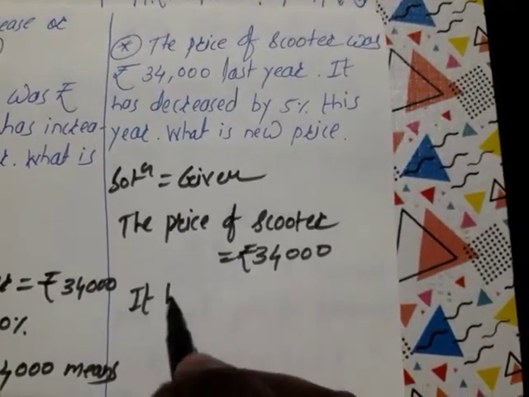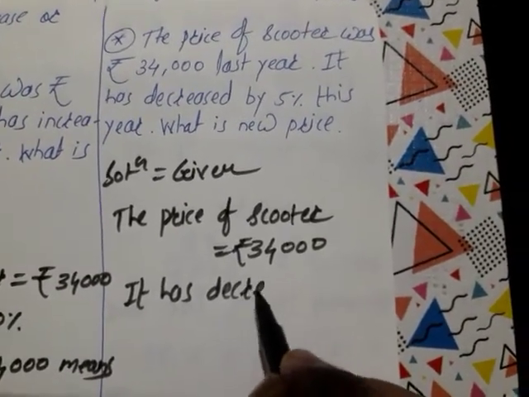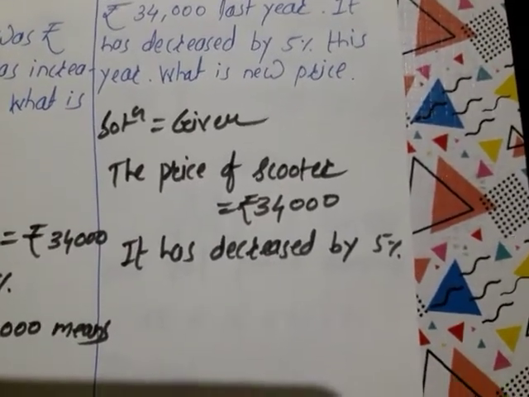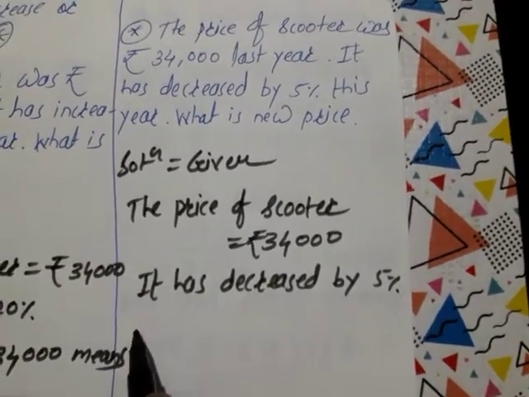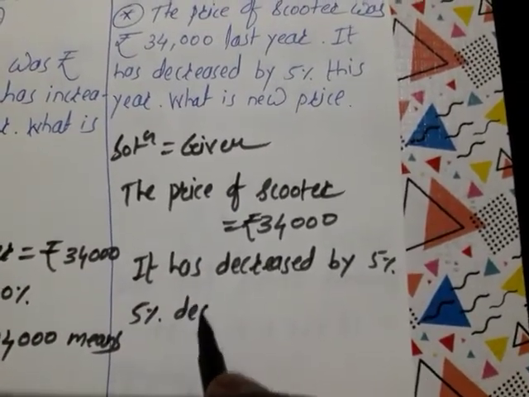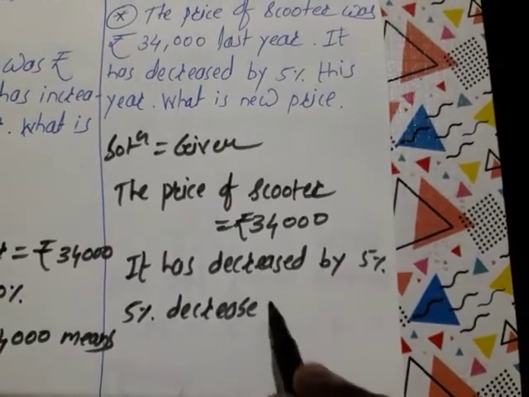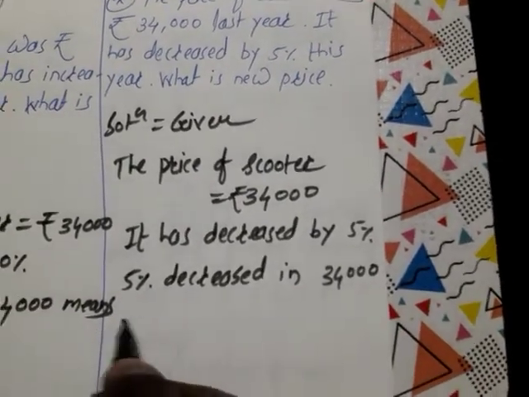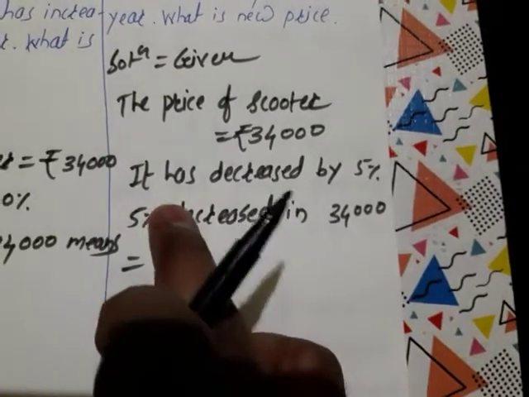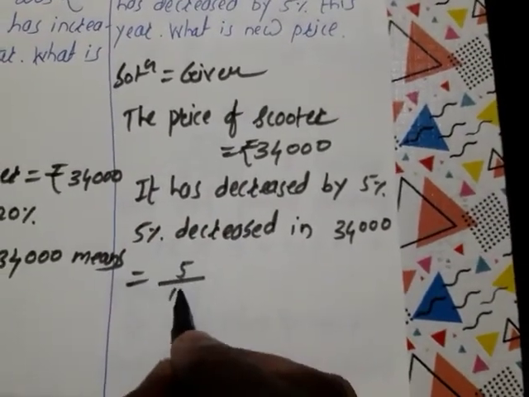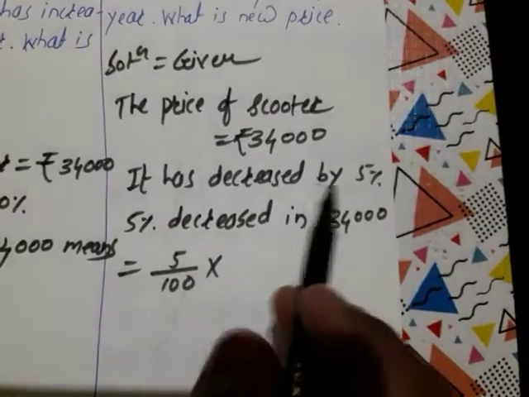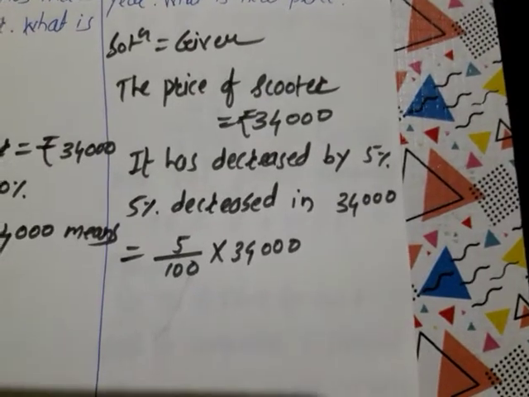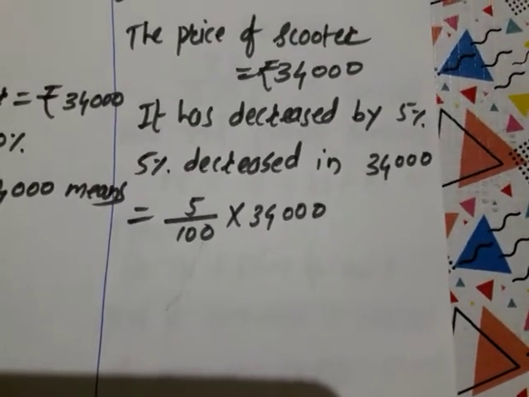It has decreased by 5%. Okay, 5% decreased in 34,000. That is equal to 5% decrease. Now look here, 5%. 5% means what? 5 divided by 100 into, we want to find out from what? 34,000. Total amount is what? 34,000. Got idea? Now when we solve this, we will get the decreased amount.